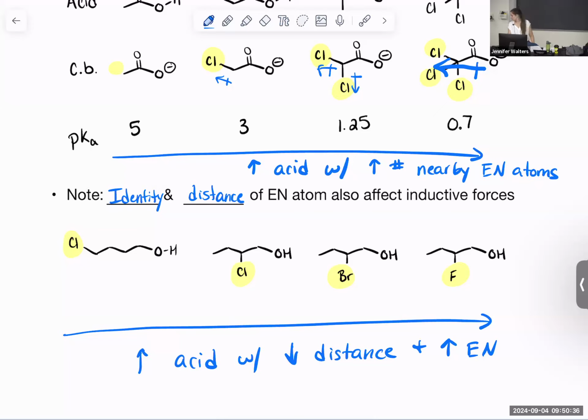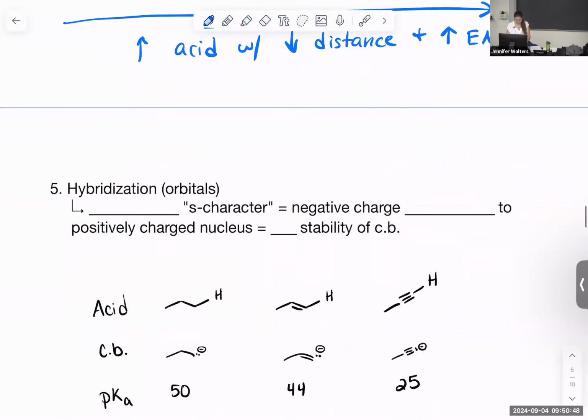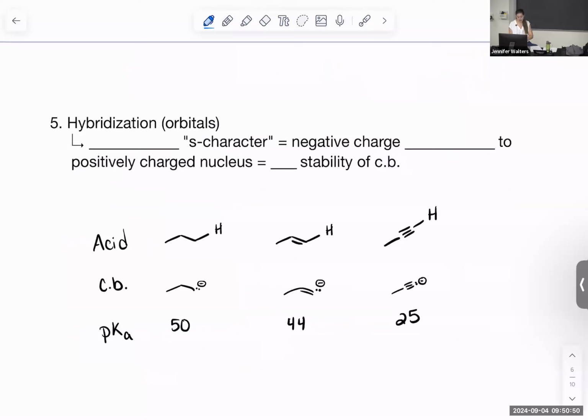If there's no difference for the inductive forces, then you go on to consider your hybridization. Hybridization is sometimes just called orbitals because it is our orbitals. Hybridization means that we're talking about sp3 versus sp2 versus sp. That's what I mean by hybridization, we're looking at that relative character.